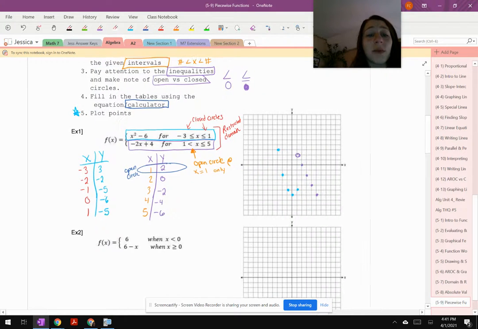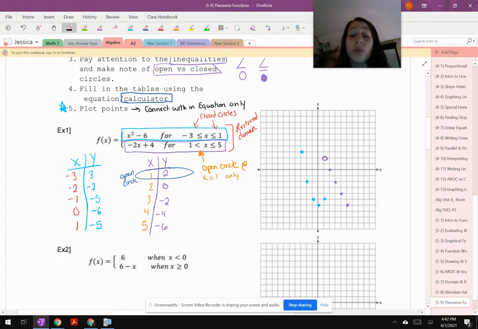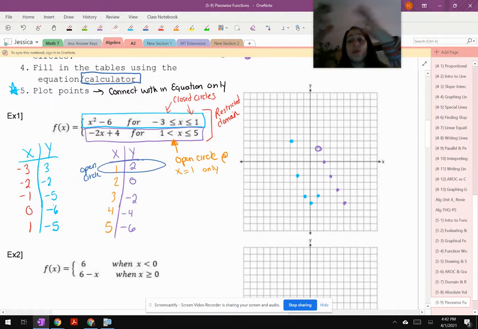And so when you're plotting your points, and I didn't add this in here, so we're going to come back here. You're going to connect within equations only. So I'm only going to connect the blue equation to each other, and I'm only going to connect the purple equation to each other. I'm not going to connect them to each other. So boop, boop, boop, stopping there. And then stopping there. And this, peeps, is f of x.